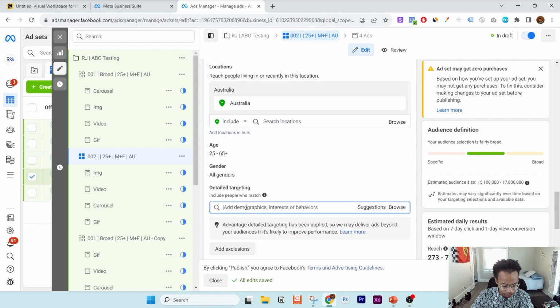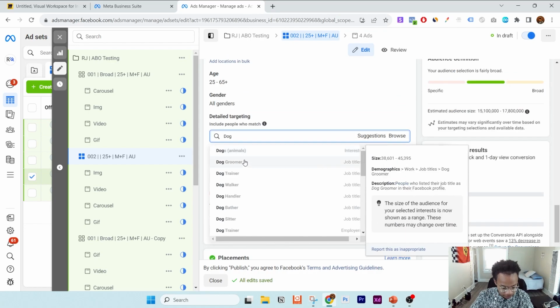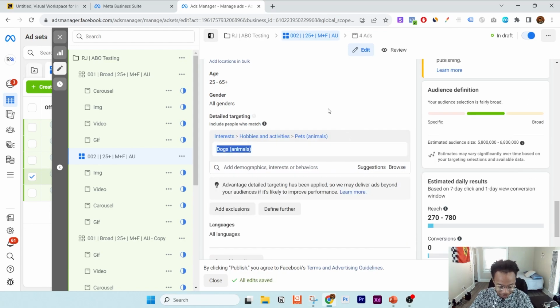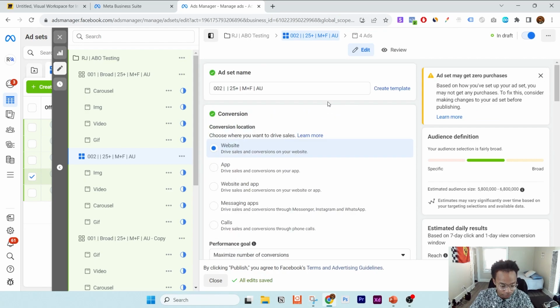detail targeting right here. We're going to type in dog. And then what we're going to do, dog animals, right? We're going to use this interest. And this may be a bit too broad to start off with, but this is what we're going to do. Dog animals, right? Now, you're going to leave everything else the same. So you're only changing the audience.